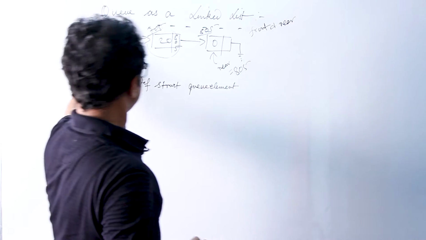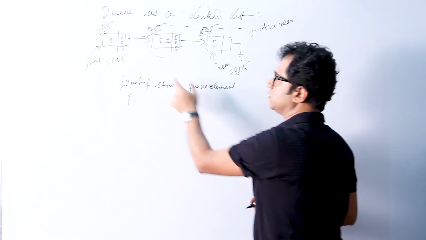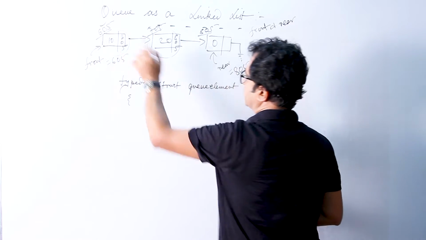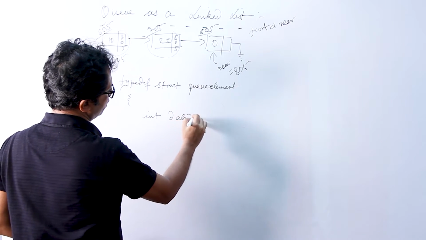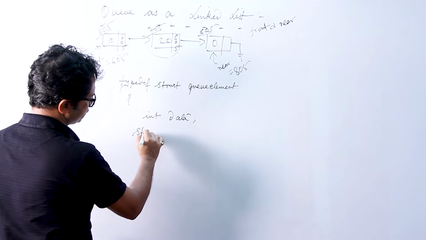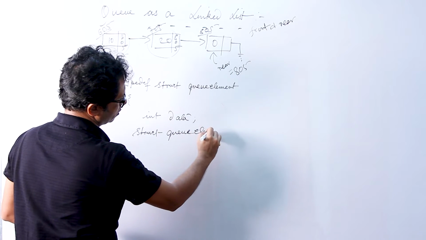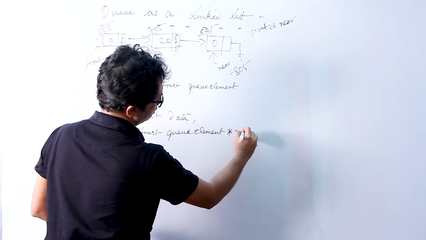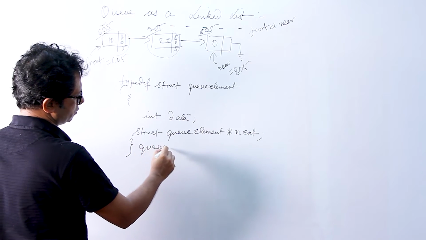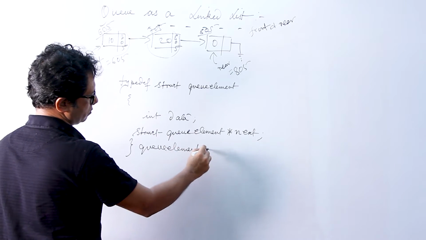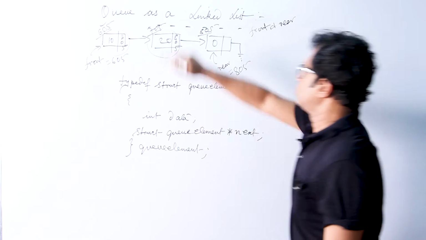Here there will be two parts, that is, each node I am taking as Q element. There are two parts, one data part, one address part. For the data part we will write int data, and for the address part we will write struct Q element star next, and write Q element over here as well. So this is the structure definition of the individual node which makes up the Q.